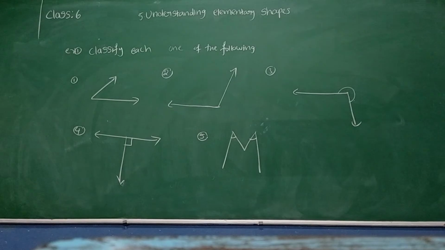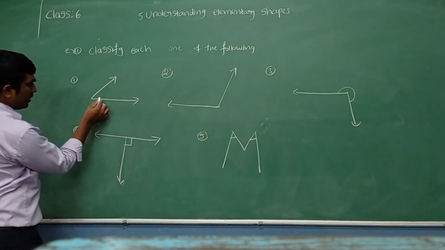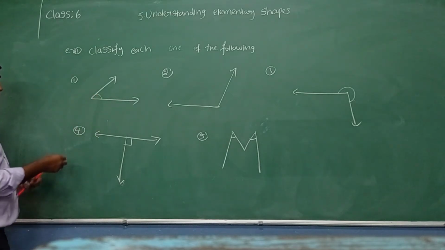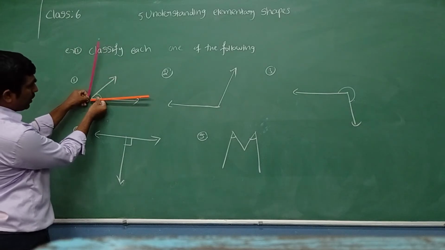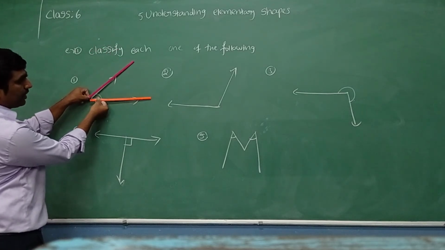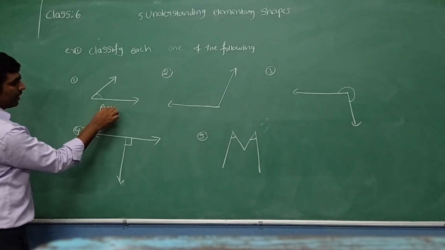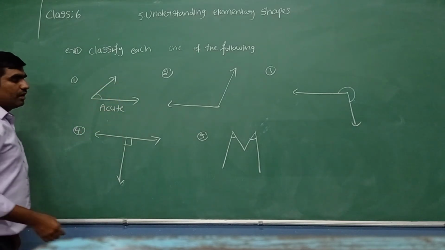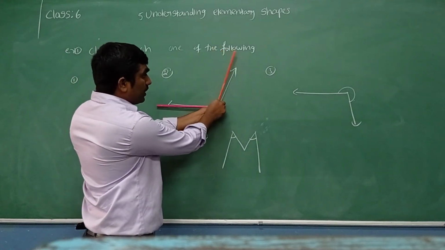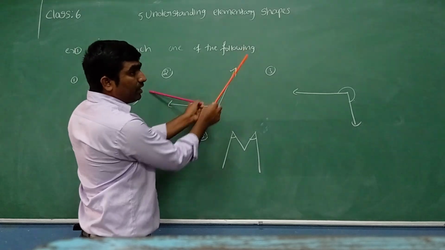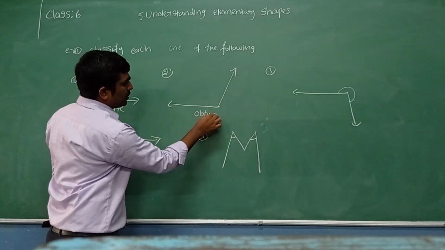Here we can see some angles. They are asking to classify each one of the following. How can I say this angle? One ray is horizontal, the other is below 90 only. So when it is below 90, it is called an acute angle. And what about this? One ray is horizontal, the other ray is more than 90. If it is more than 90, it is called an obtuse angle.